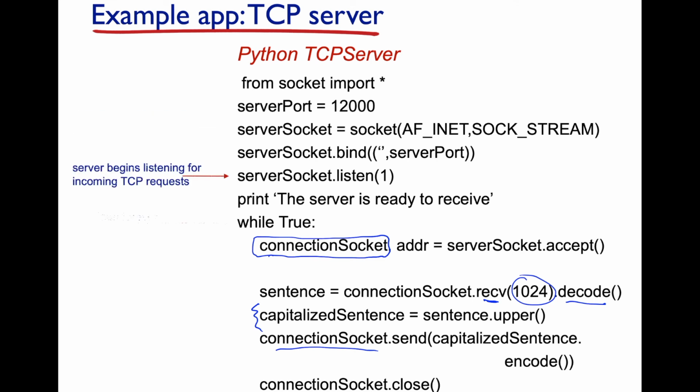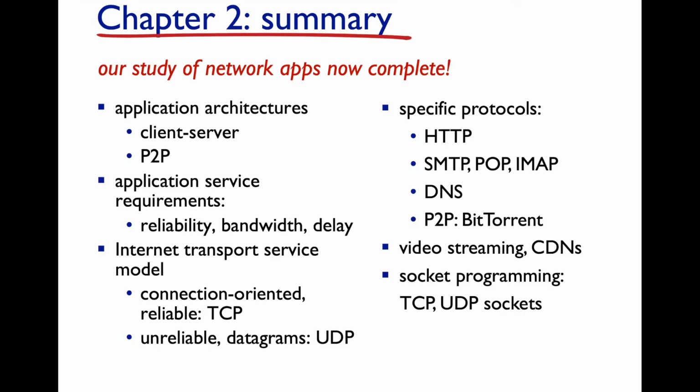So with that, let's go forward, and this ends our study of the application layer. And our study of network applications is now complete. We talked about the architecture of network applications, how you lay out these processes that interact with one another on the end systems across a network. We had the client-server architecture, we had peer-to-peer. We looked at different requirements an application might have of the underlying transport, things like reliability, delay, and bandwidth. We looked at the Internet Transport Service Model, the connection-oriented reliable service, TCP, and the faster, non-guaranteed, unreliable datagram protocol.